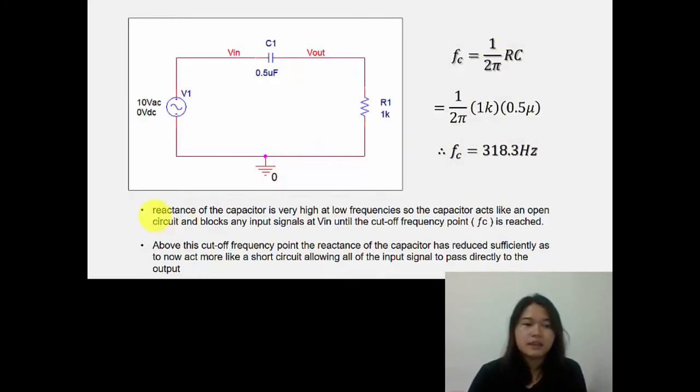Okay, so to explain, the reactance of the capacitor is very high at low frequency. So at V in, the reactance of the capacitor will be very high, and the circuit acts like an open circuit, so it blocks any input signals until the cut-off frequency is reached. Then the reactance of the capacitor will reduce, and it will now act like a short circuit, allowing input signal to pass directly to the output.